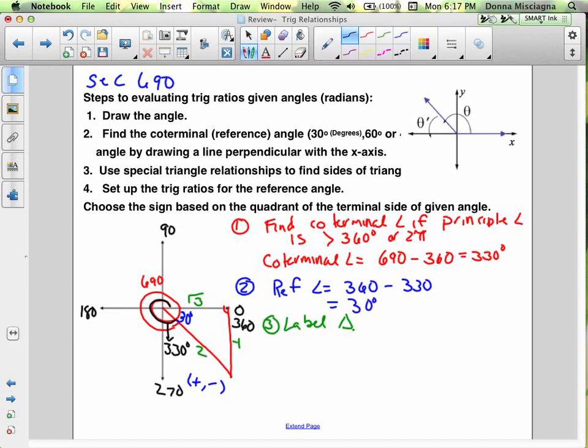We want to find secant 690. As a reminder, secant is the reciprocal of cosine. It's hypotenuse over adjacent. So that means that secant 690 is 2 divided by the square root of 3, and then we'll rationalize that. So that gives us 2 square roots of 3 divided by 3. And there we go.